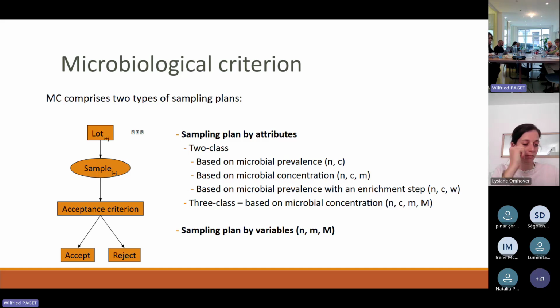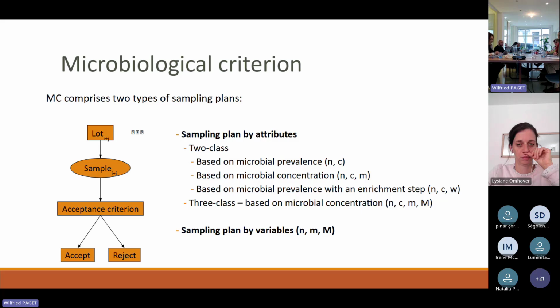You will know the 2 class because you will have at most 3 parameters. So you have the sampling plans based on microbial prevalence, where you will have as parameters the sample size and the acceptance number. The ones based on the microbial concentration, where you will have additionally the microbiological limit M, and those based on microbial prevalence with an enrichment step. This makes a difference in the statistical calculations for assessing the performance of the sampling plan. And because you are talking about enrichment, you will have a sample weight. So that means the 2 class is a big group.